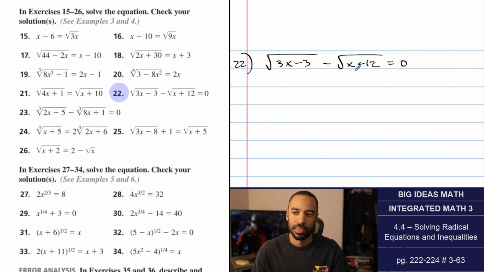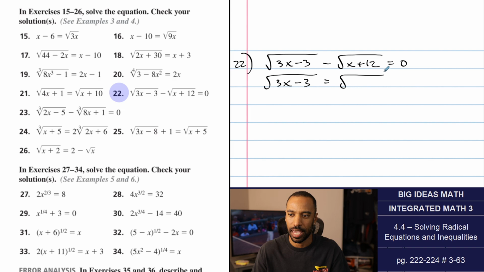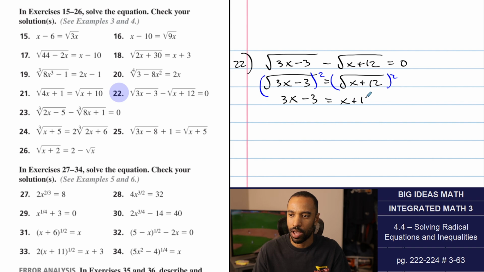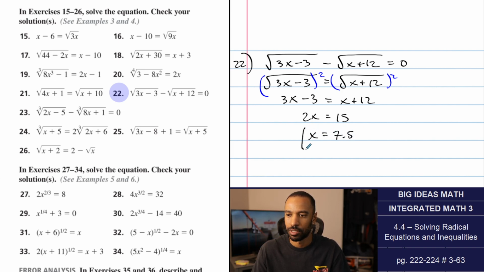Let's add the square root of x plus 12 to both sides and isolate this thing. That way when we square it, we can cancel out the square roots immediately. So let's square both sides, and now the square roots are gone, and we have 3x minus 3 equals x plus 12. Conventional solving: subtract x, add 3. Divide by 2, you get x equals 15 over 2. All right, 7.5. Why not?